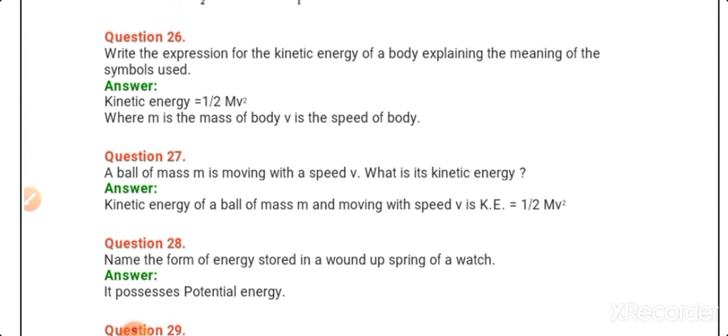Now question number 28. Name the form of energy stored in a wound up spring of a watch. Since it is a wound up spring, it is not open, it is going to have potential energy.